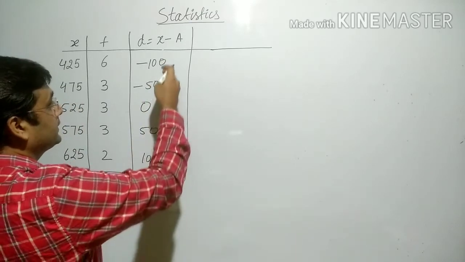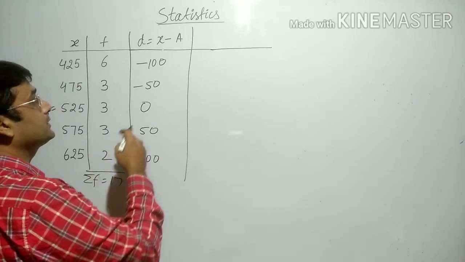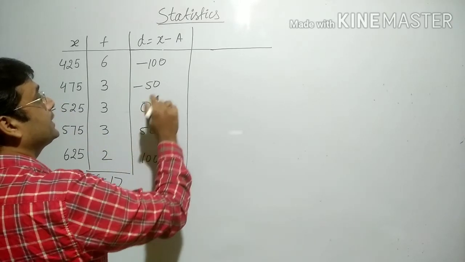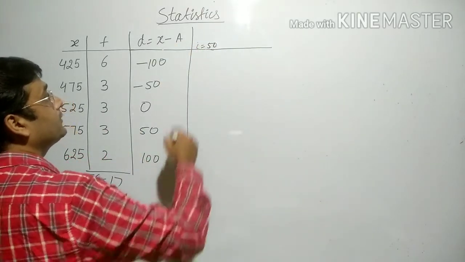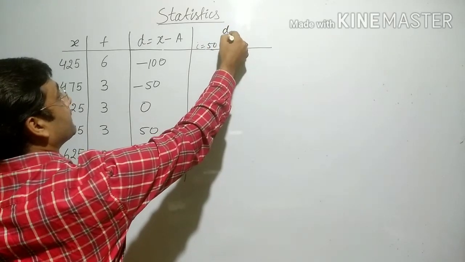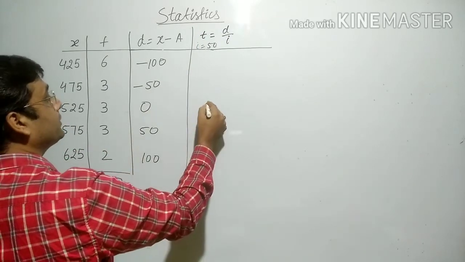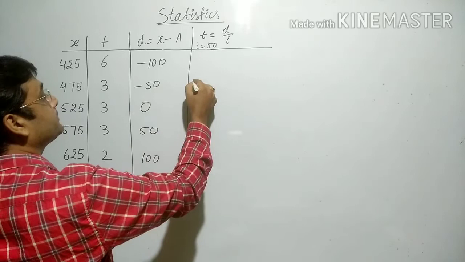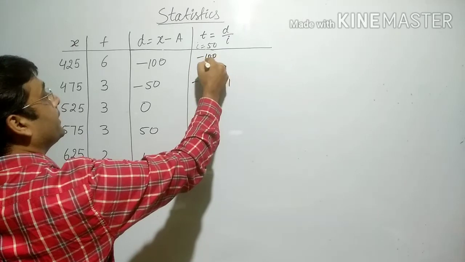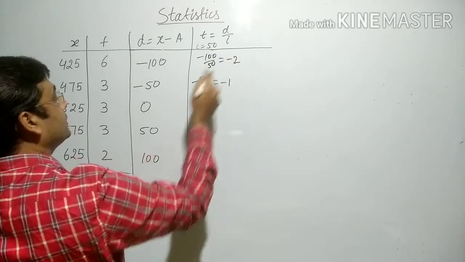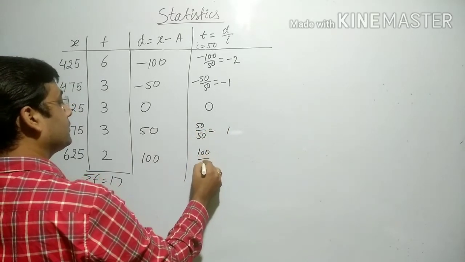Here we can observe that if we divide by 50, it will be easy for us. That means we will give the name i, and i is equal to 50. Then what will we find here? d by i, and we will denote it by t. So 0 by 50 we will get 0, minus 50 by 50 will be minus 1, here minus 100 by 50 will be minus 2. Here 50 by 50 is equal to 1, and 100 by 50 is equal to 2.